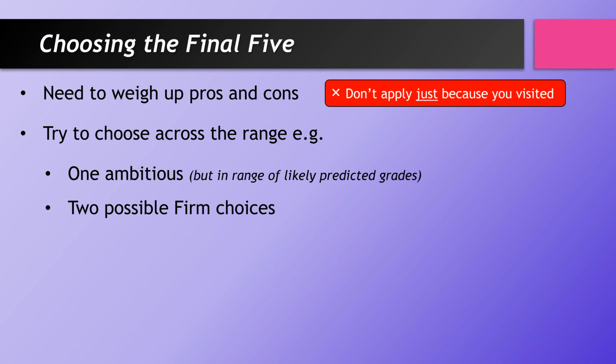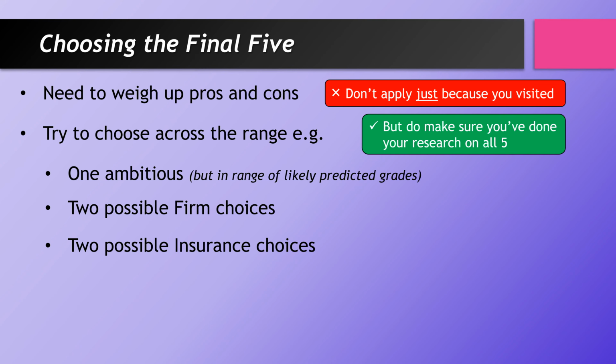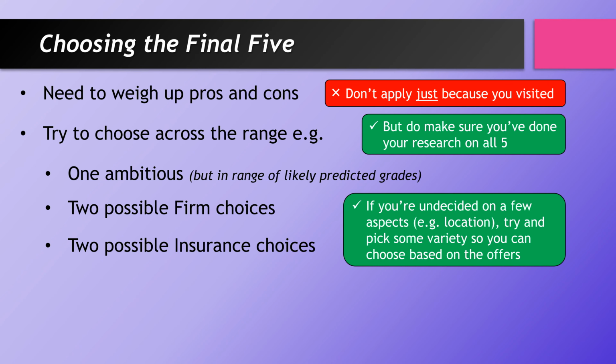Then pick 2 or 3 possible firm choices, ones which would be your first choice, ones which are roughly what your predicted grades are right now, and you feel you could get in if the year goes well. Then 2 possible insurance choices. The insurance are the backups. So make sure you've done research in all 5 you're going for, and full research, and ideally you visited. That's what we want in an ideal world.